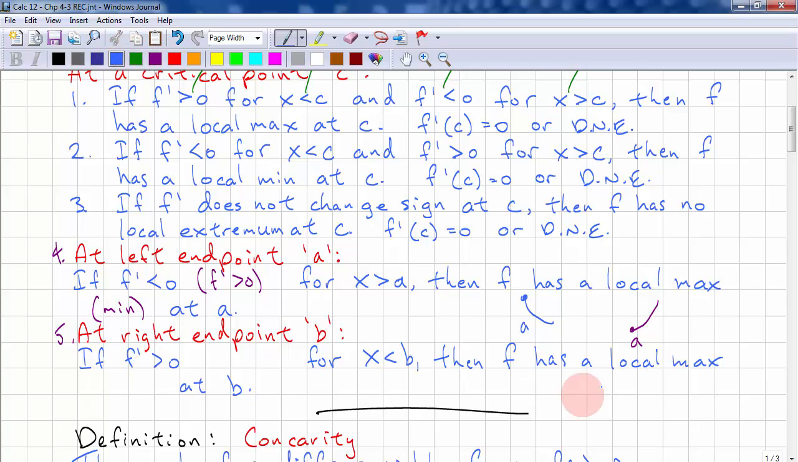Okay, so we can look at this. The derivative is greater than 0 at b, to the left. So that's a maximum. And we'll do the opposite. If the derivative is less than 0, then we have a min. So at b, the derivative is less than 0. And this is a minimum.